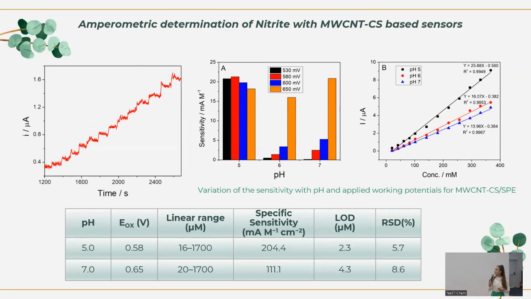The analytical performances obtained at different pH values and different working applied potentials were determined by using calibration curves with linear regressions. The results showed that the nanocomposite-based sensors showed good characteristics at both pH values, 5 and 7.2. But especially in acid medium, the specific sensitivity has increased.